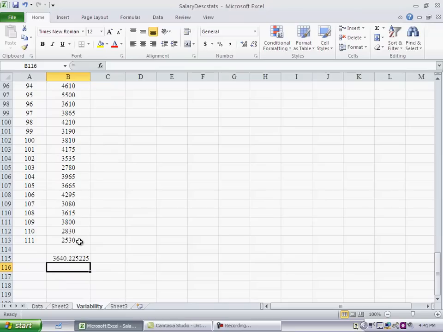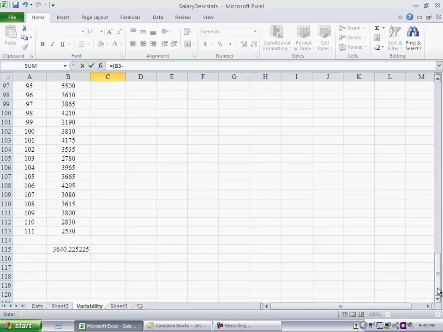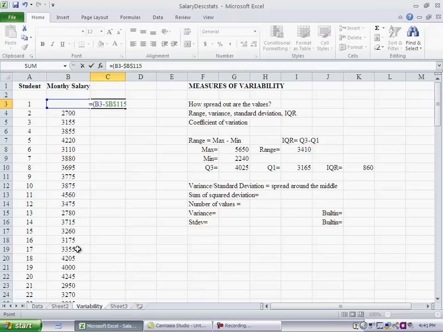Okay, so the average is $3,640. So what I'm going to do is take each value here, each salary, and subtract it from the middle. In other words, how far is the value from the middle? Here I subtract it from the middle, and I made this value absolute.